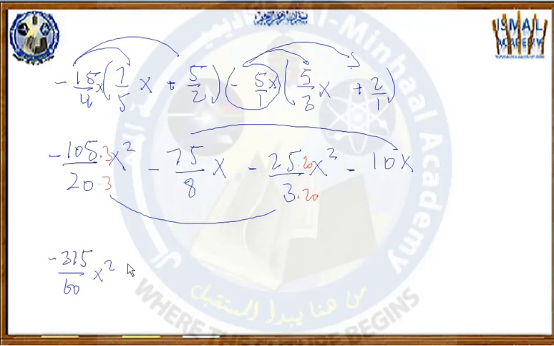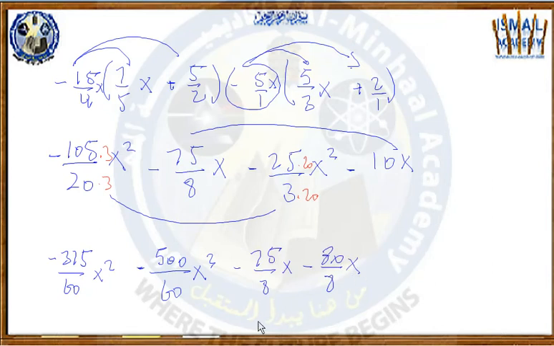Yes? Minus, I will have here what, 500, yes? This is 3, 1. Over 60 x squared, yes? Yeah. The same thing here, what's the common denominator here? It's 8, yes? So it's going to be 75 over 8x, and here it's going to be minus 80 over 8x, yes? Is that clear, guys?